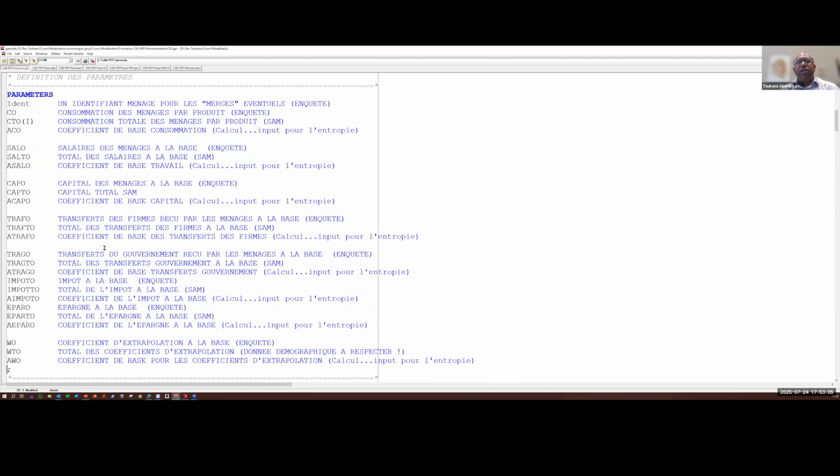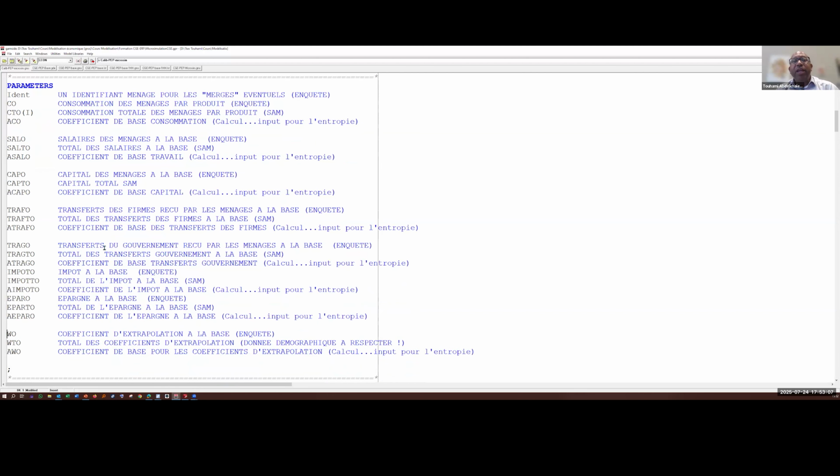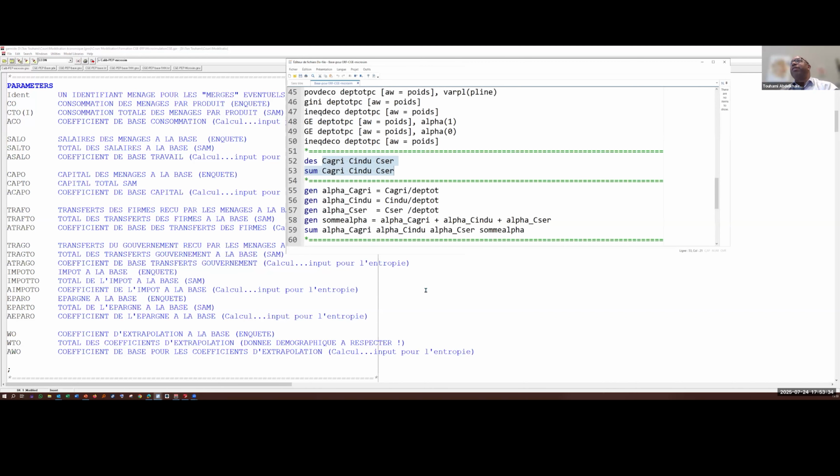At the end here, we have to do the same thing, but in this situation, it's not a flow. It's the coefficient when we have to extrapolate to go from the survey to the population. In Stata, if we add all the values of the extrapolation weight of all households, we get the population level of what we have. This is what we have here.